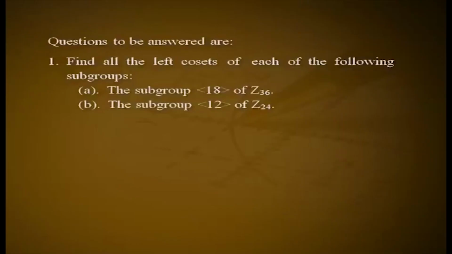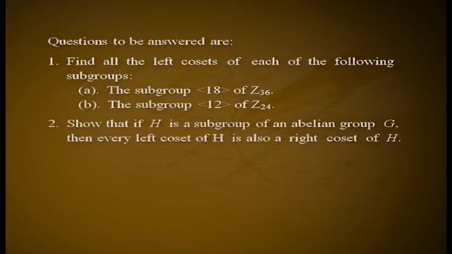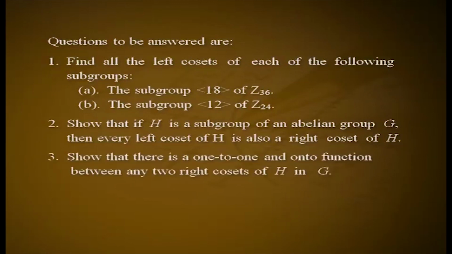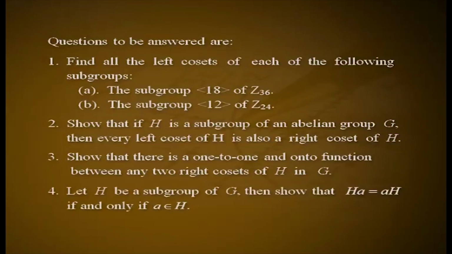We try to answer the following questions. Find all left cosets of each of the following subgroups: the cyclic subgroup generated by 18 of Z36, and the cyclic subgroup generated by 12 of Z24. Show that if H is a subgroup of an abelian group G, then every left coset of H is also a right coset of H. Show that there is a one-to-one and onto function between any two right cosets of H in G. Let H be a subgroup of G, then show that Ha is equal to H if and only if a belongs to H.